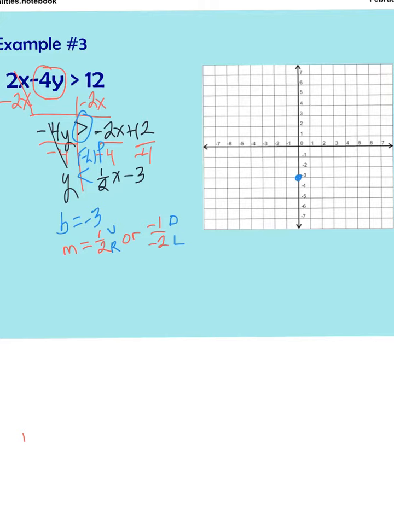So we're going to go up 1 and to the right 2. Okay, then we're going to go down 1, but to the left 2. Then you have to think about, do you want a solid or dotted line? It's less than, so I have a dotted line, so I'm going to have to hand draw that. And then it's less than, so we're going to shade below. Okay, so dotted line.